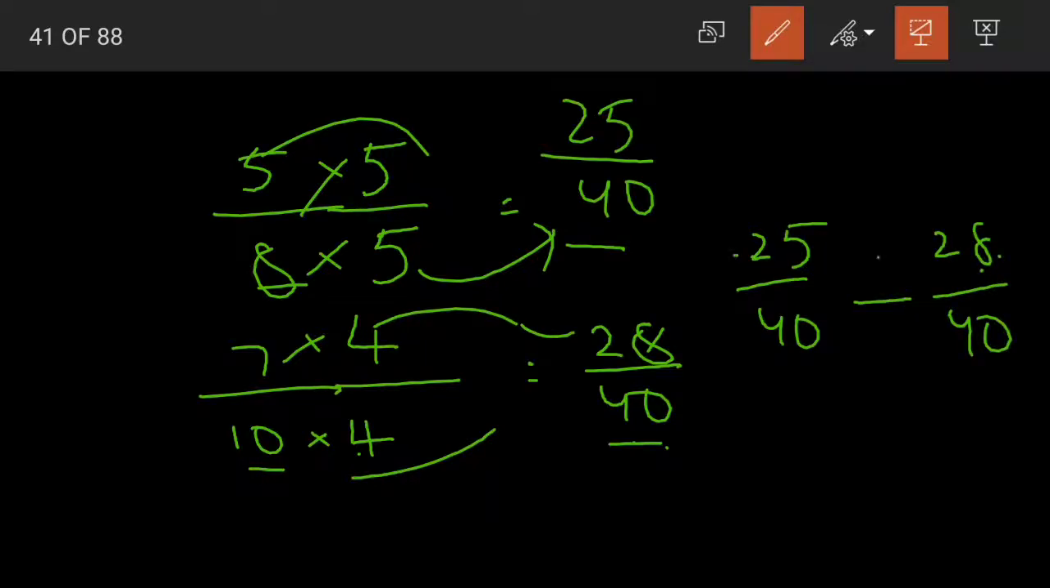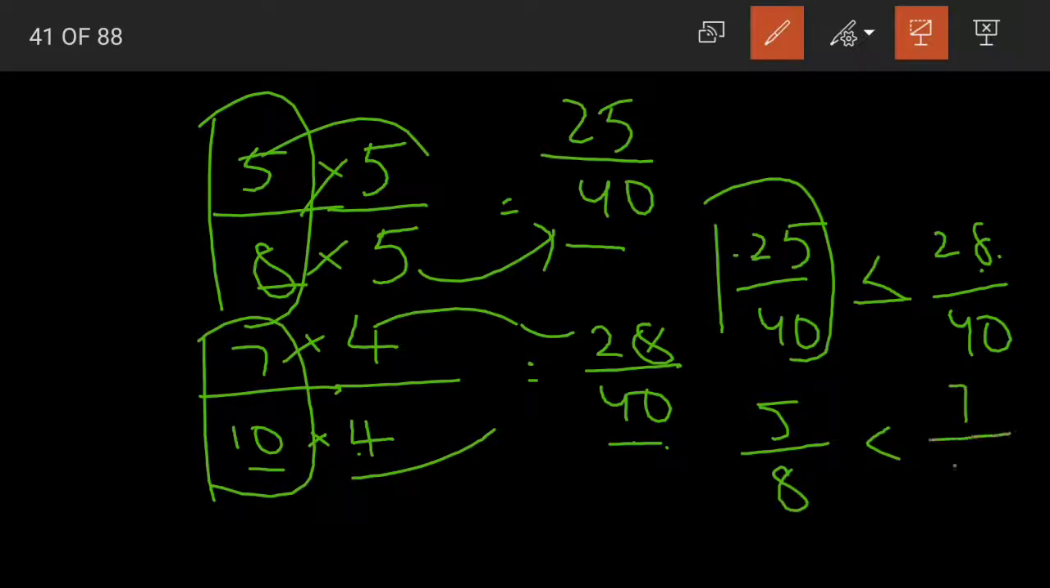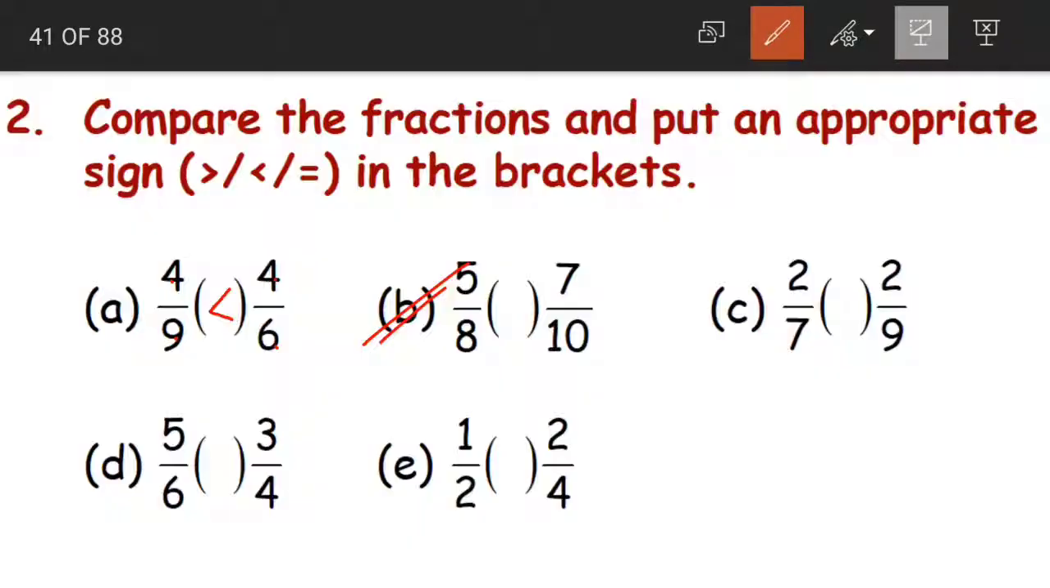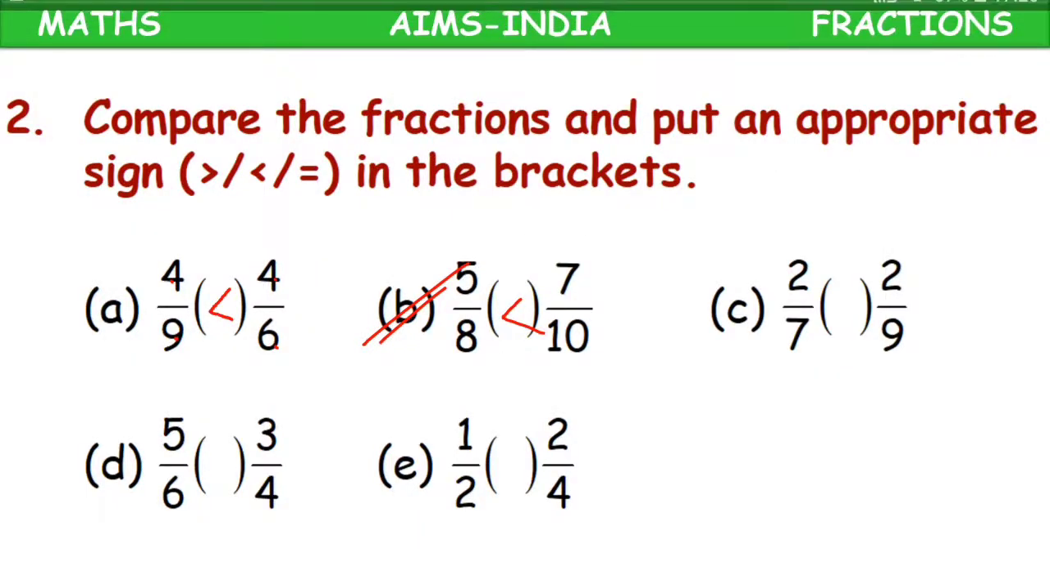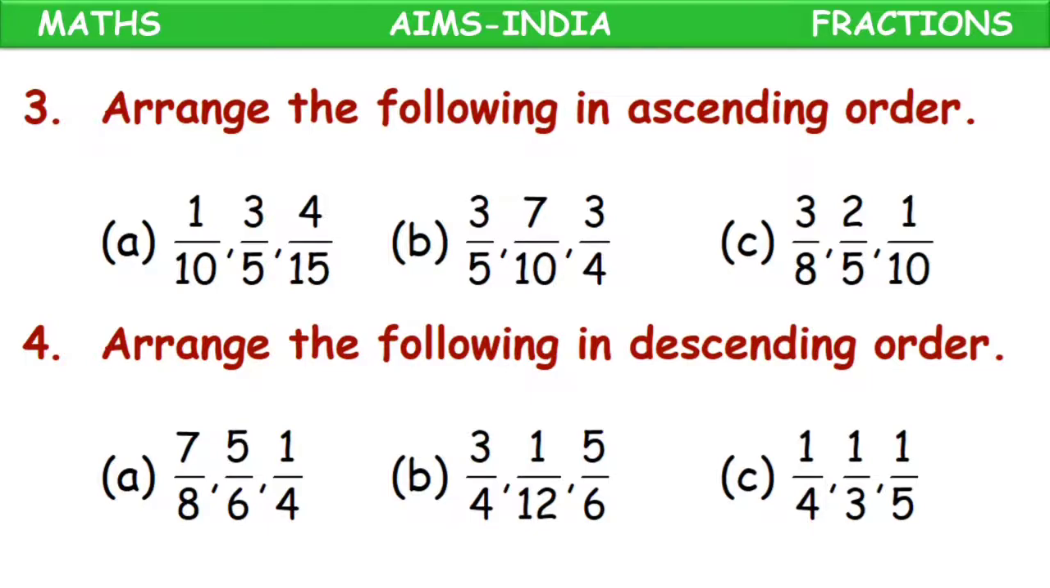Upon comparing the numerators, we can say that 25 by 40 is less than 28 by 40, which is nothing but what was 25 by 40? 5 by 8. 5 by 8 is less than our 7 by 10. Understood children? 5 by 8 is less than 7 by 10. So these are the two ways of comparing given unlike fractions. One is through LCM, or else you can go through the cross multiplication method.